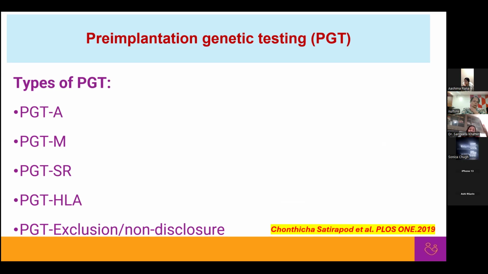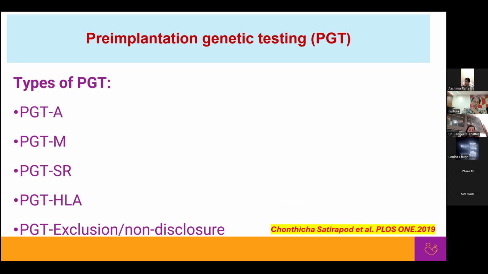PGT-HLA is reserved for HLA typing, human leukocyte antigen, where bone marrow transplantation is required for the sibling. Or maybe sometimes PGT-HLA can be done alone in sporadic cases of malignancies, or concurrently with PGT-M when the previous child has some condition which is amenable to bone marrow transplantation, and the most common one is thalassemia.